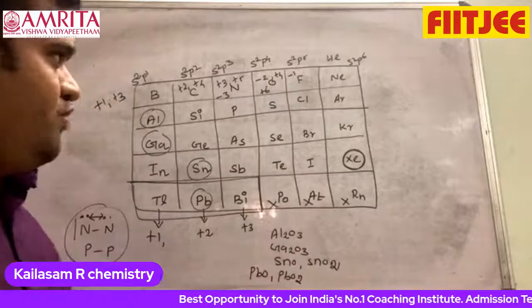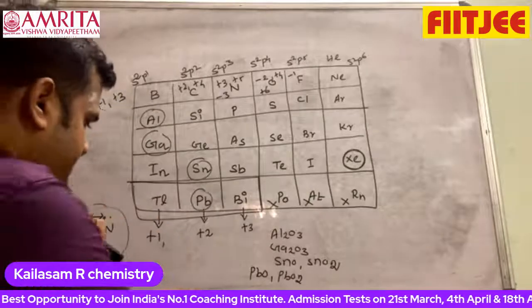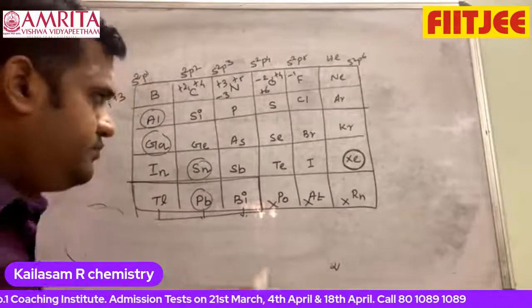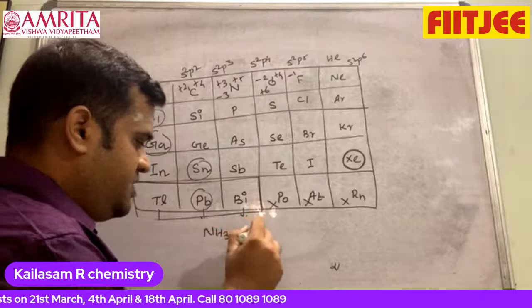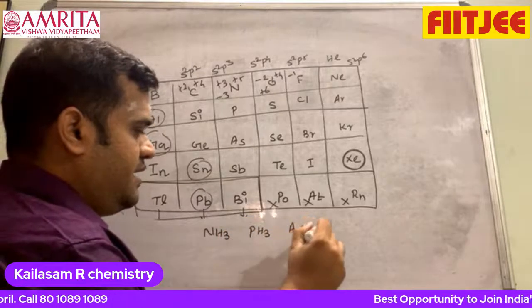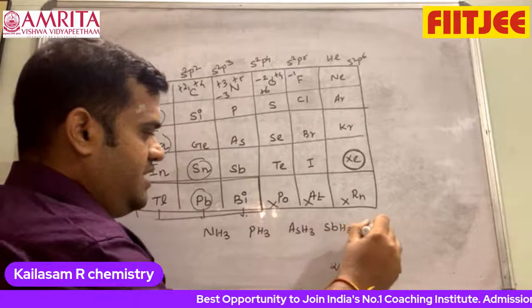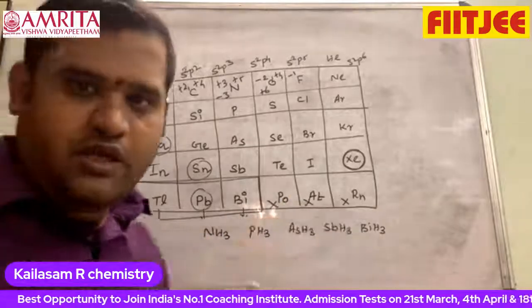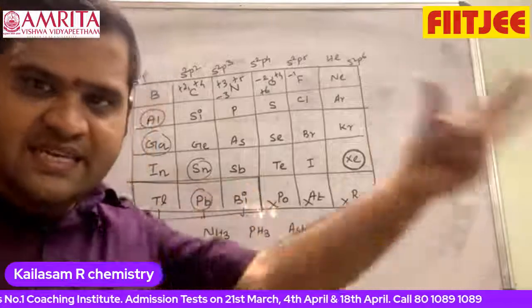And next, if I want to go, let us take it. Look at this. Now, I am taking NH3, PH3, AsH3, SbH3, and BiH3. Let me ask you, among these five, which is a strong reducing agent? Reducing agent means anything which gives hydrogen easily.